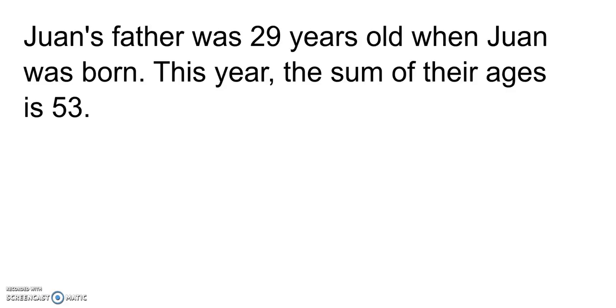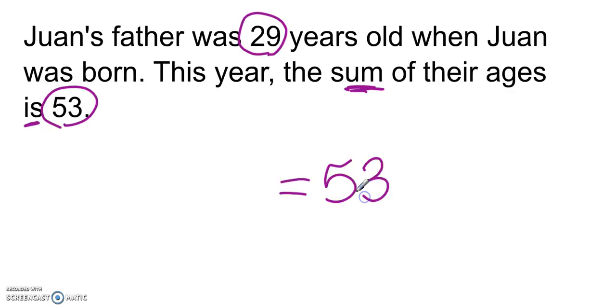All right, sometimes not everything's going to be spelled out for you within the problem, so you have to think a little bit more about it when you're reading. Here we're looking at: Juan's father was 29 years old when Juan was born. This year, the sum of their ages is 53. So I know that everything is revolving around that sum total of 53. Sum tells me to add, so I know I'm adding two pieces, but nowhere do I have a variable, and I only have 29, so what do I do with those pieces?